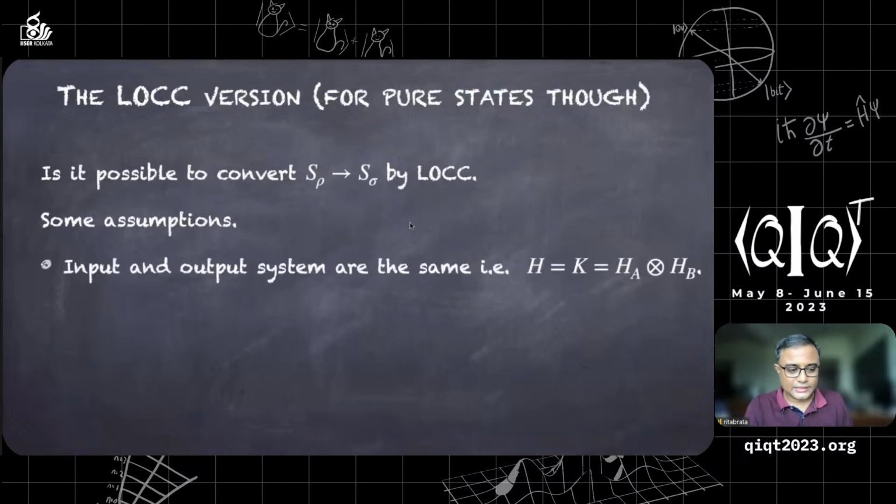Now it is LOCC, and this is the first time we looked at the whole thing. So we thought, let's make some assumptions. First of all, it has to be bipartite, otherwise you wouldn't bother about LOCC. The input and output systems have to be the same, so the Hilbert space of both input and output has to be bipartite, H_A tensor H_B.